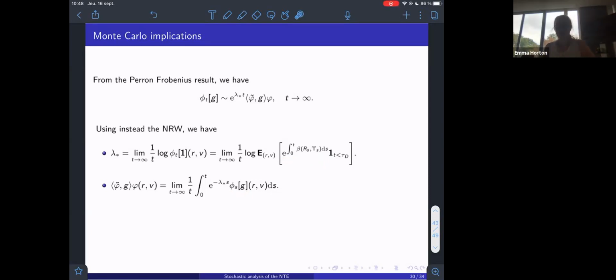Naively at least, this seems better, because now we have one single particle that can tell us exactly the same information as the entire branching process, at least on average. So instead of simulating this entire tree of particles, we can just simulate this single particle lots of times, look at its average behavior, and estimate lambda star, phi and phi tilde.